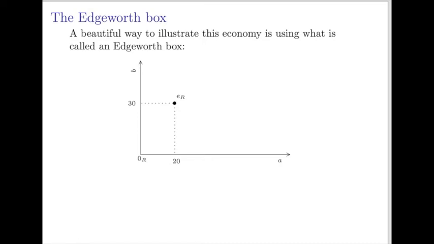Now the Edgeworth box is a very nice way to graphically illustrate all the possible allocations in this economy. So let's start with drawing on the horizontal axis the number of apples that Rob consumes, and on the vertical axis the number of bananas that Rob consumes. So remember, a possible bundle that Rob could consume is his endowment, right? He was endowed with 20 apples and 30 bananas. So with these coordinates, we have his endowment as the point where there's 20 apples and 30 bananas. And that's one possible bundle. Another possible bundle might be, let's say, 10, 50.